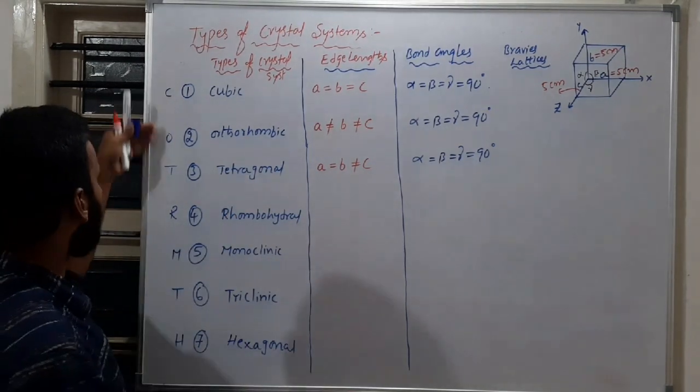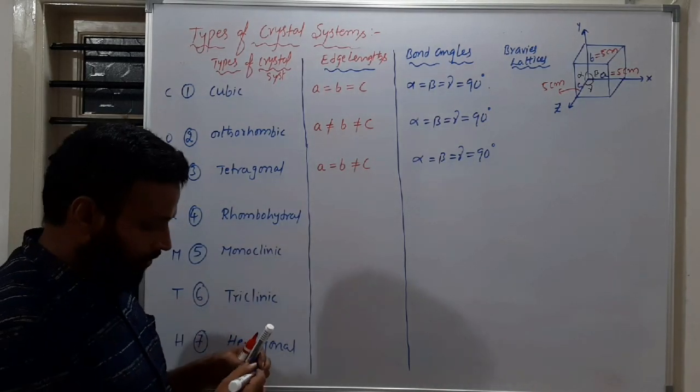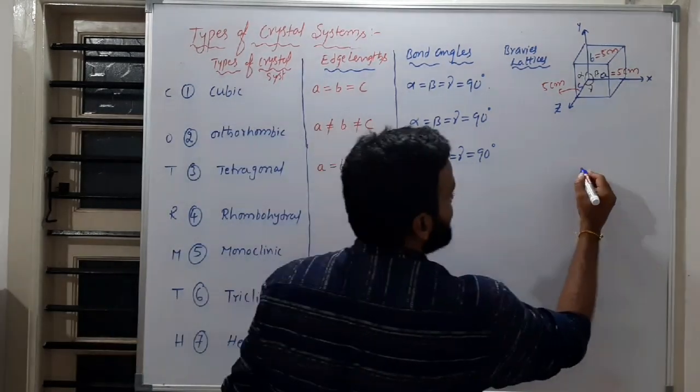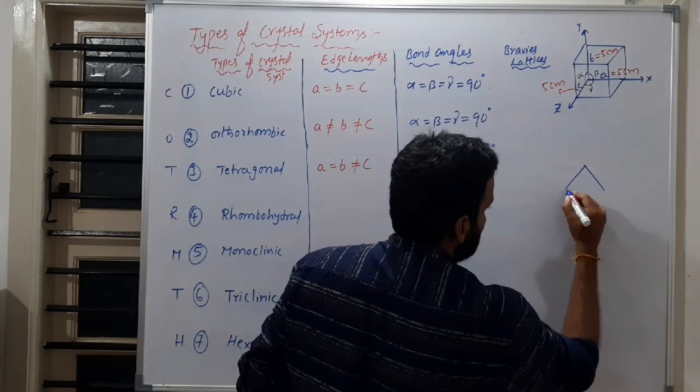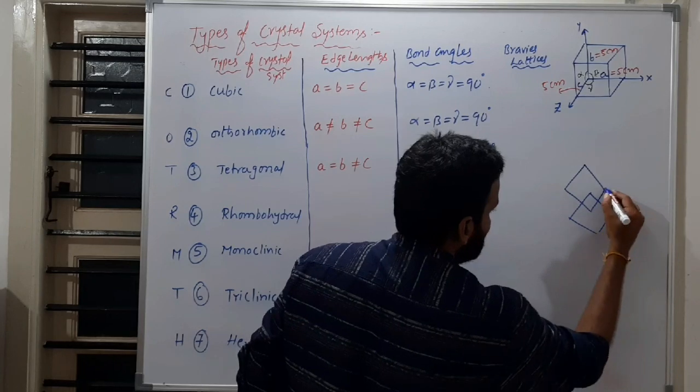3 completed. Okay. Next, rhombohedral. How does rhombohedral exist? Like this. So a rhombus, like this, exists. All lengths are the same.